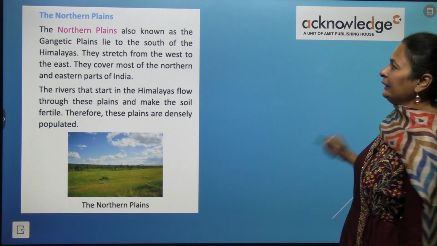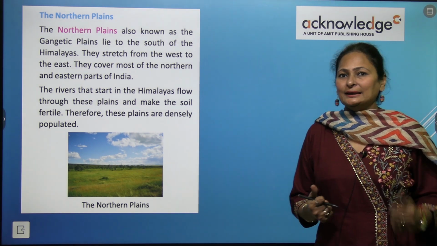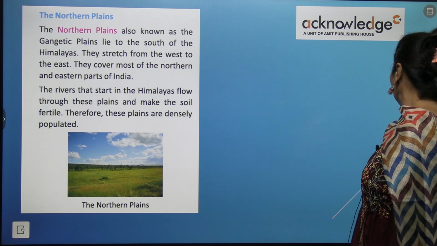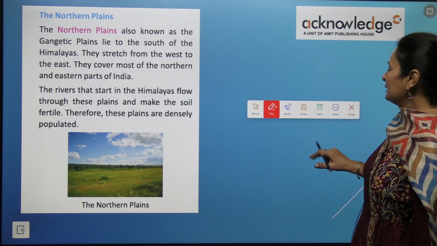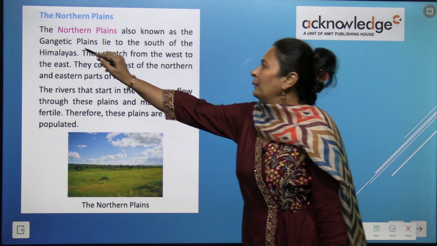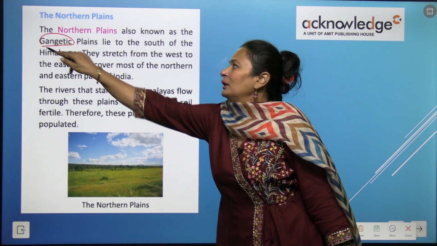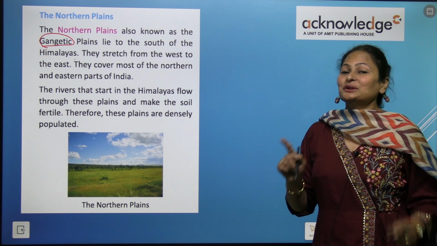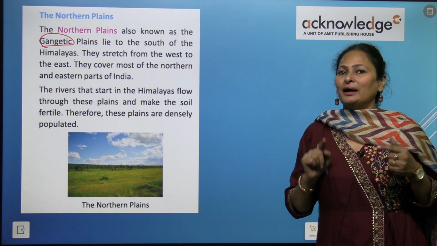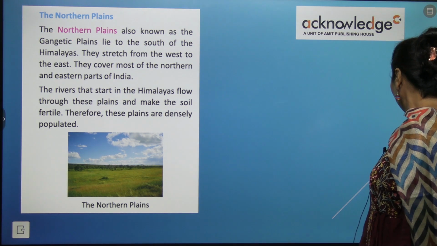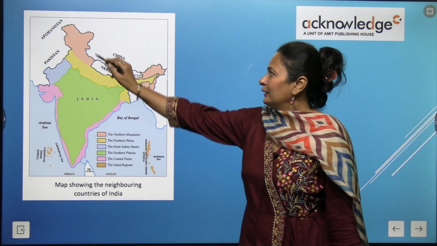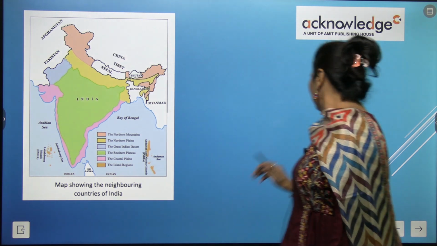Let's move on. The next is Northern Plains. Yes, the Northern Plains are also known as the Gangetic Plains, and lie to the south of the Himalayas. It lies to the south of the Himalayas, not in the southern area of India. This is the northern part.